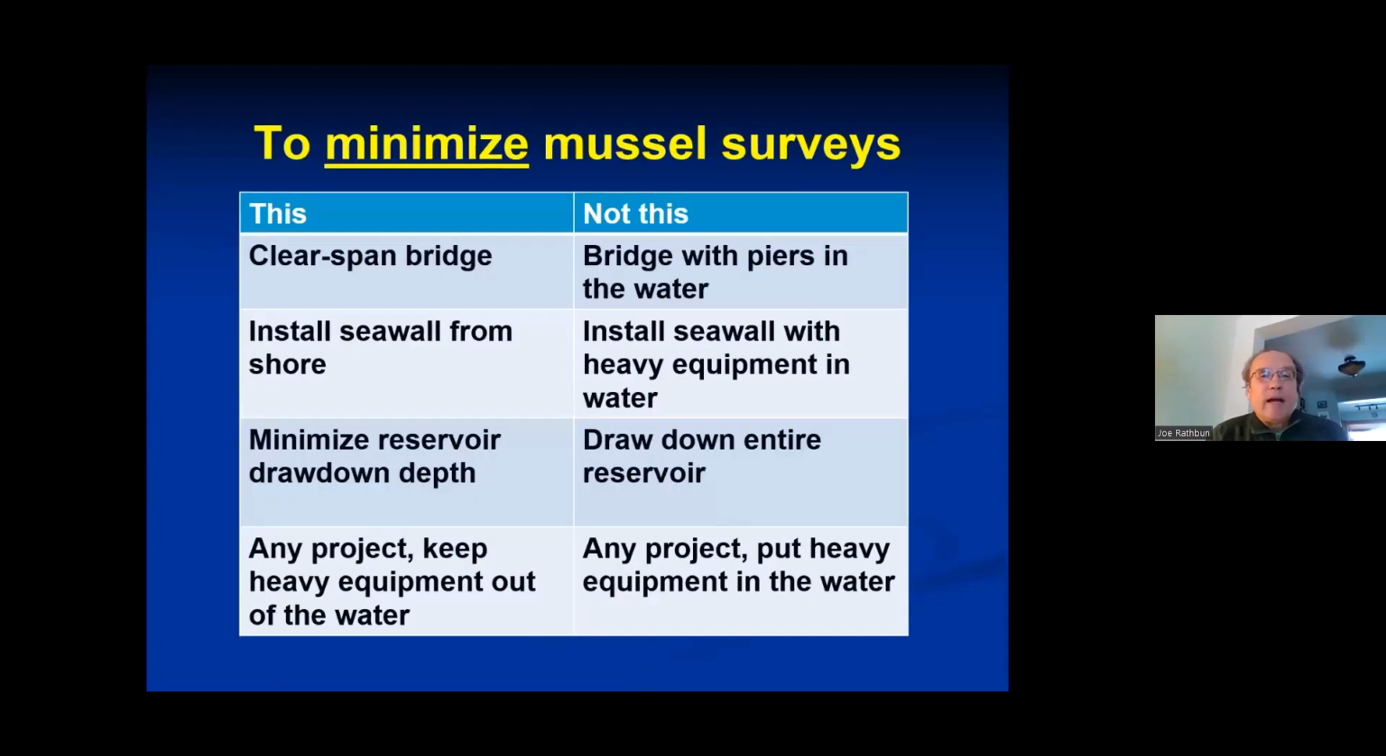In general, to minimize the requirement of mussel surveys and relocations, there's just some examples. You build a clear span bridge that does not have any pilings or piers in the water. You install a seawall from the lake shore or the river shore, the riverbank, rather than putting heavy equipment, excavators or whatever in the water.